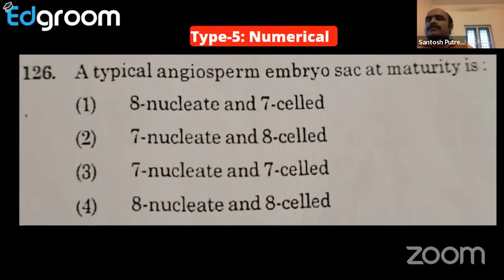See, this is a numerical type of question. Once I shared a question in the analysis of Mendel's experiments, and this is also a numerical type of question. The typical embryo sac is a 7-celled, 8-nucleated structure. This is the 7-celled, 8-nucleated structure. This is the angiospermic embryo sac. So this is also one type. Otherwise, another numerical problem-based question will be presented to you. The next slide gives you the clear meaning of that. So can we go to that?